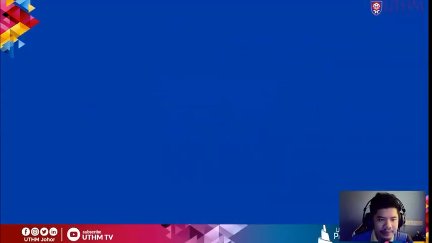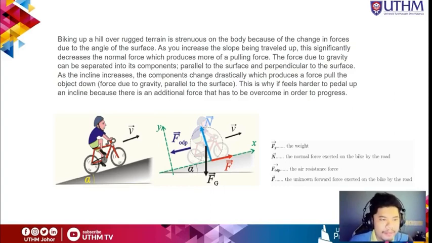So next is the methodology. In the methodology, we put the cyclists going uphill while maintaining their stability and coping with the changes in force due to the angle of the surface. As the slope increases, the pulling force due to gravity is divided into components parallel and perpendicular to the surface.